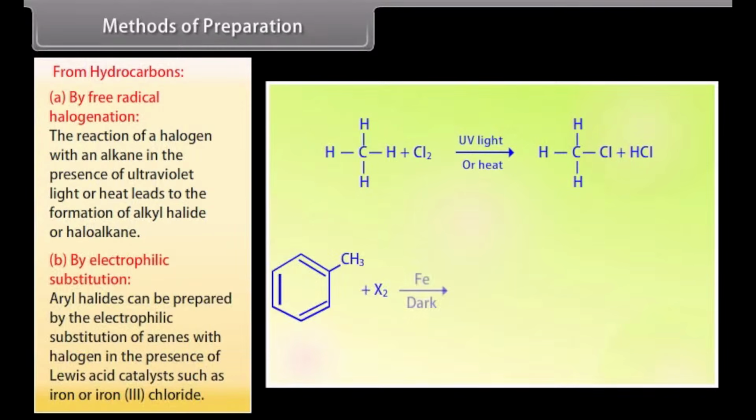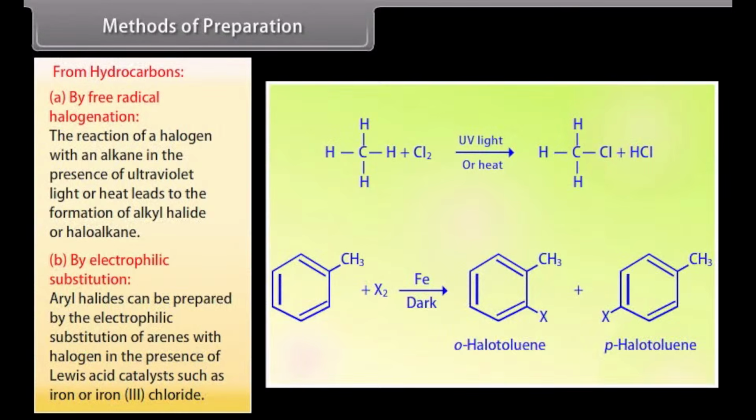By electrophilic substitution, aryl halides can be prepared by electrophilic substitution of arenes with halogen in the presence of Lewis acid catalysts such as iron or iron(III) chloride.